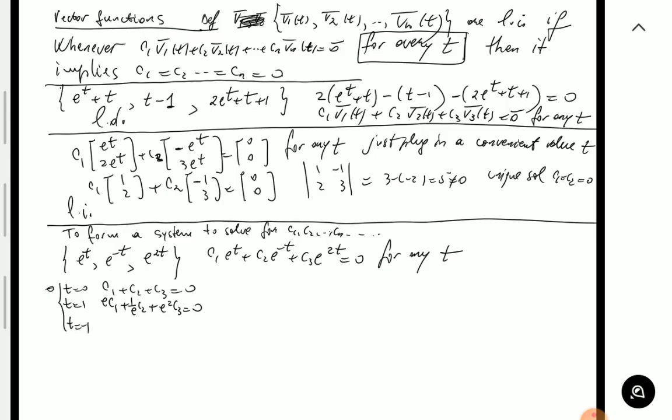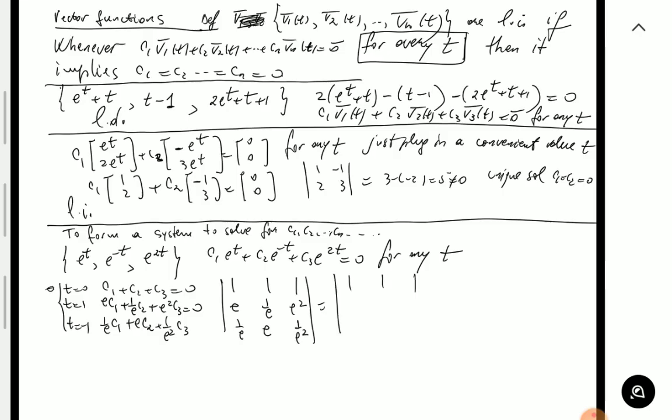Another convenient one is minus 1. You have to basically avoid as much as possible these big coefficients. Then we have 1 over e C1 plus e times C2 plus e to the negative 2, or 1 over e squared, C3. Then we have our 3 by 3 matrix. Look at the matrix of the coefficients and see if we have a unique solution or not. In other words, see if the determinant is not equal to 0.